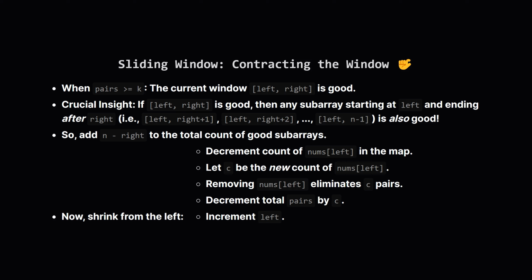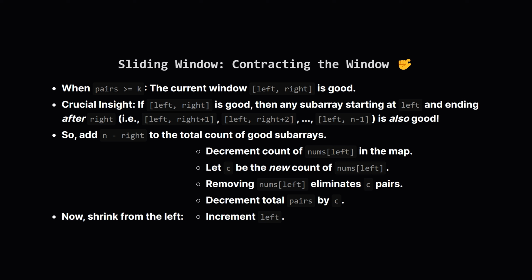Now, what happens when our window's pair count becomes k or more? This window, from left to right, is good. And here's a key realization. If this window, left-right, is good, then any window that starts at left but extends further to the right must also be good, because it contains all the pairs from left-right.